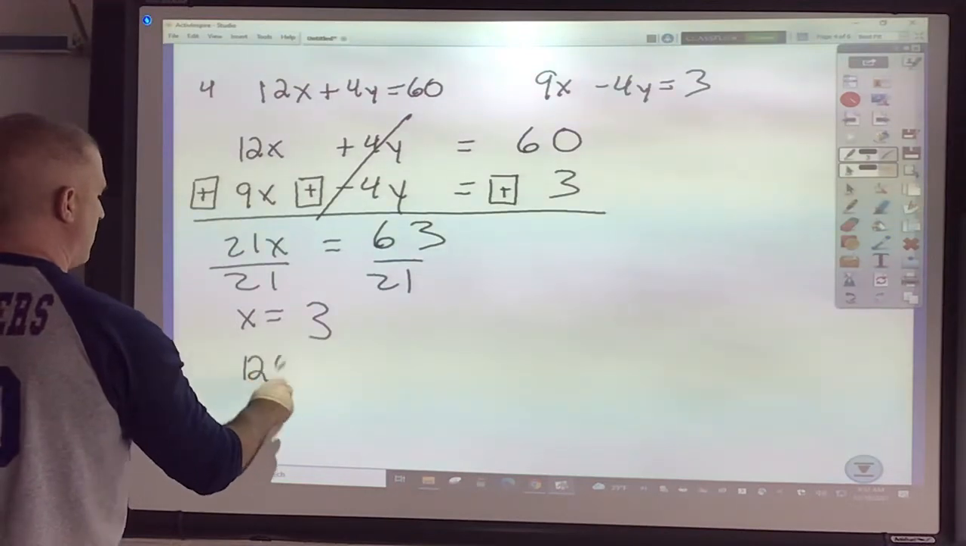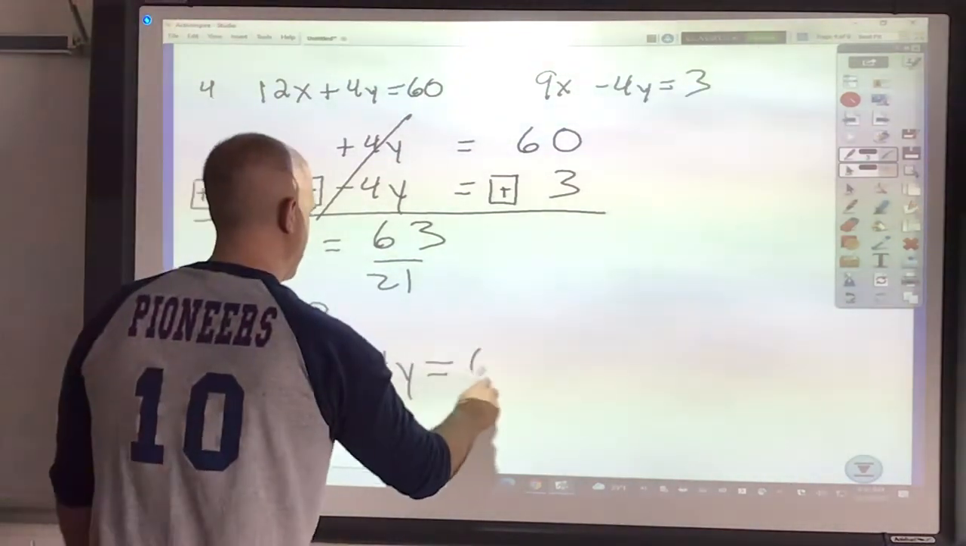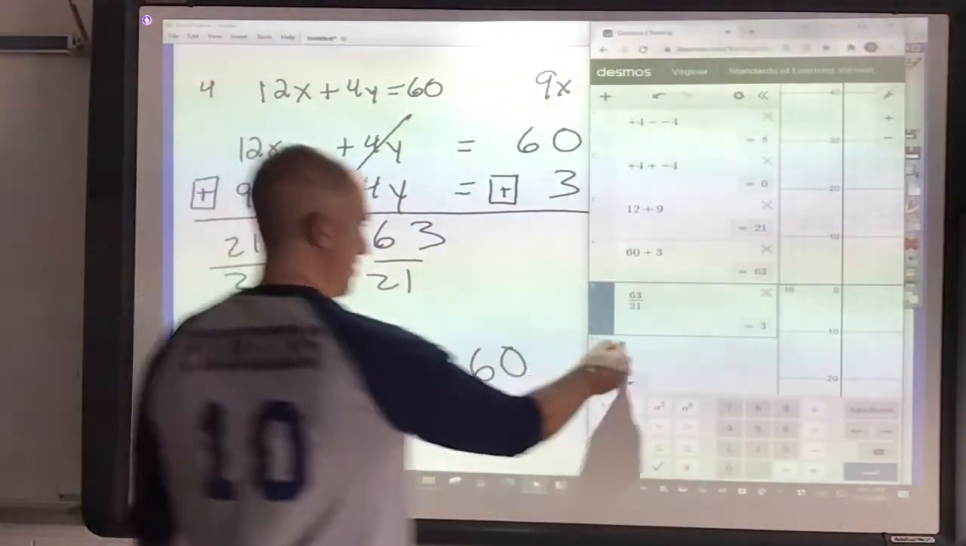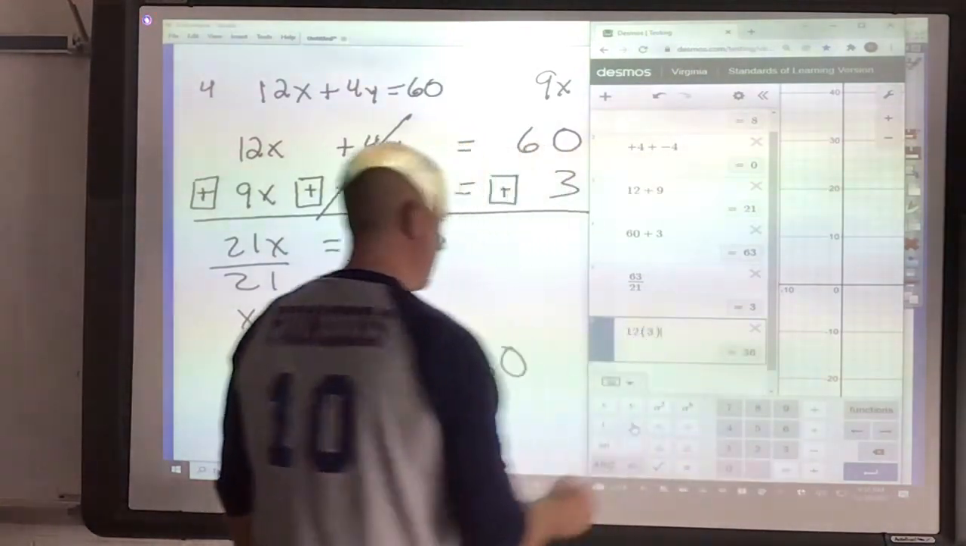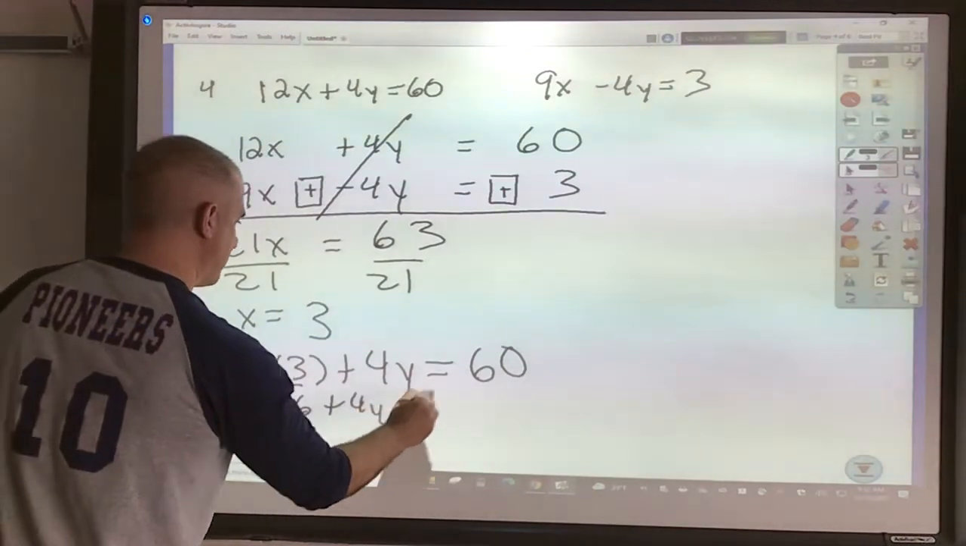Okay, now what I want to do, pick either of those. I want to go 12 times 3 plus 4y equals 60. Okay, I want to figure out what this is. 12 times 3 is 36. So I got 36 plus 4y equals 60.